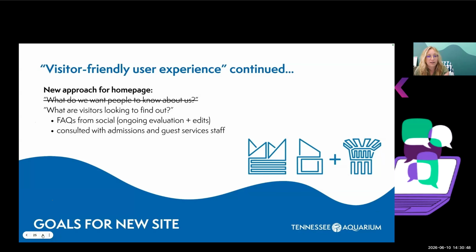But, to all the points Corinne made, we needed to also help people get where they actually wanted to go on our site a lot more quickly. So we switched from what do we want people to know about us, to what are people coming to our site looking for, and how can we get that to them quicker? Google Analytics had already told us, just like Stephen mentioned, that most people are coming and clicking straight over to plan a visit or to purchase tickets.